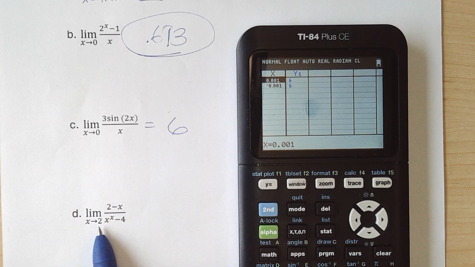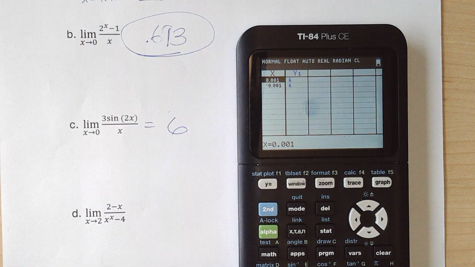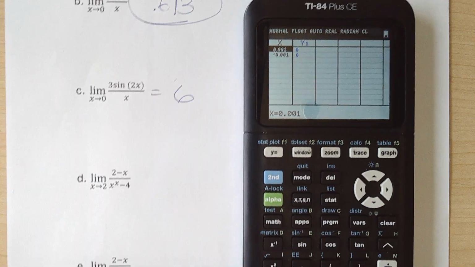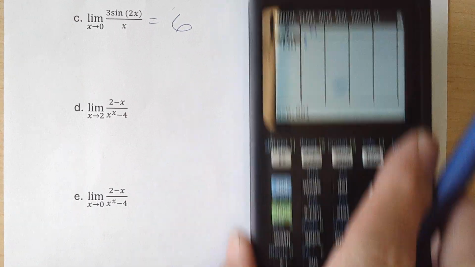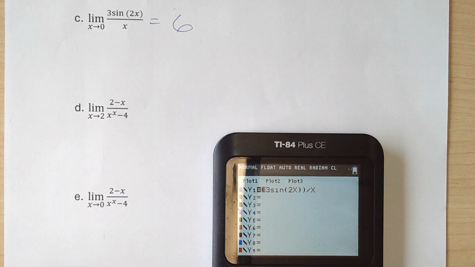Okay, now we're supposed to get close to 2 again. So it would probably have been good to do this one right after that one. Let's go ahead and do this one because it's getting close to 0. So I'm going to do that one next because these are already set to be close to 0. So I'm going to go to y equals and then clear, parenthesis 2 minus x, close parenthesis, divided by parenthesis x to the x minus 4, close parenthesis.